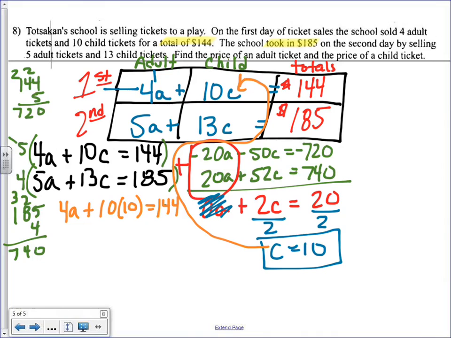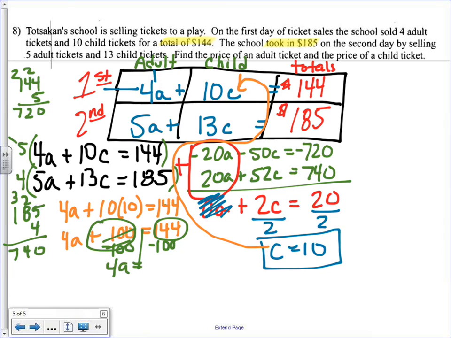All right, we know that 10 times 10 is 100. And in order to get 4A by itself, we have to combine like terms and move the 100 over by subtracting. So 4A equals 144 minus 100 is 44. And then, in order to get A by itself, we divide by 4. And A equals 11.